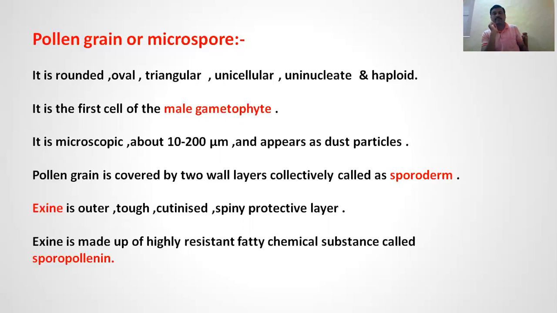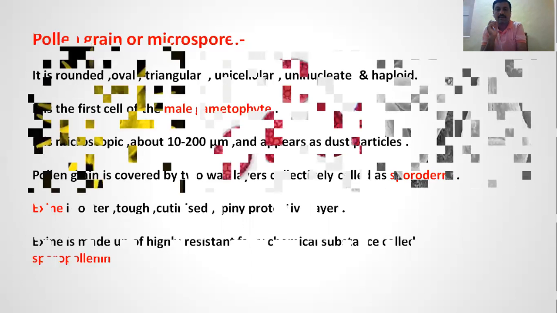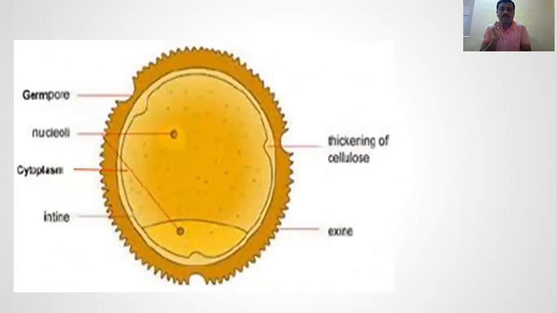The pollen grain is covered by 2 layers. Like in this diagram, the pollen grain is covered by 2 wall layers, collectively called the sporoderm. The pollen grain has developed 2 wall layers.